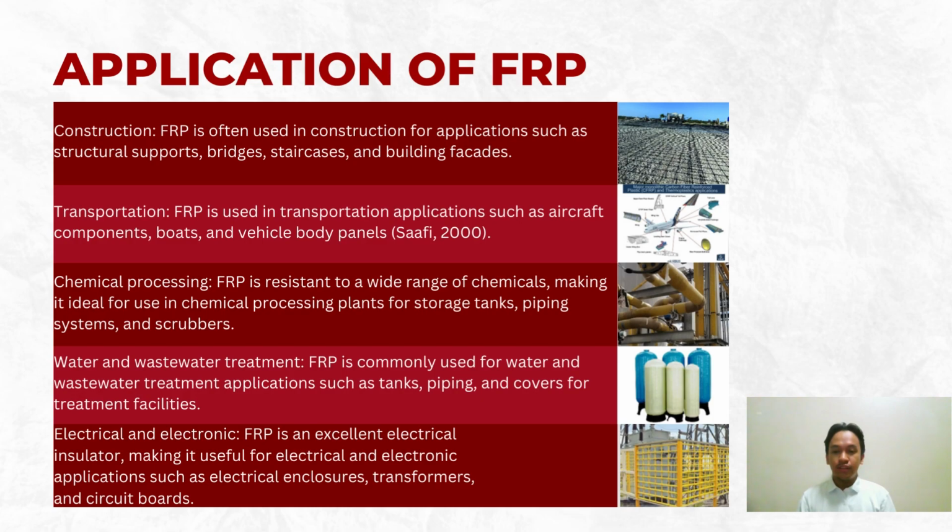And the last one is electrical and electronic. FRP is an excellent electrical insulator, making it useful for electrical and electronic applications such as electrical enclosures, transformers, and circuit boards.